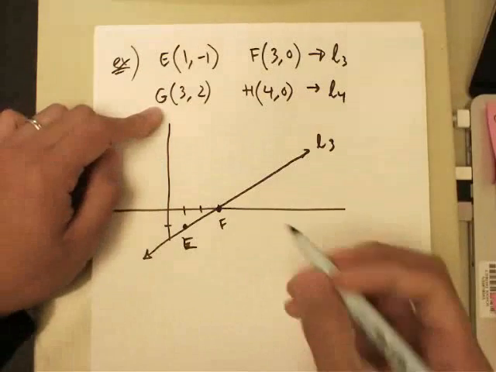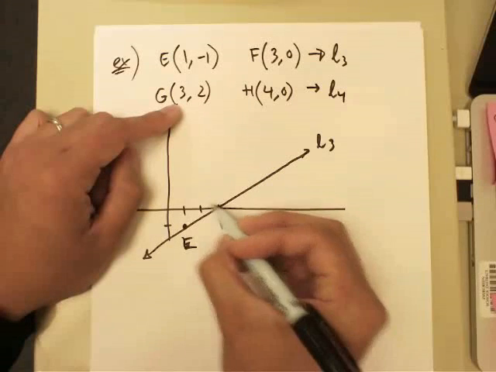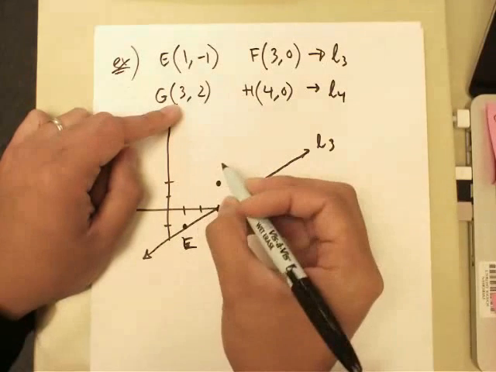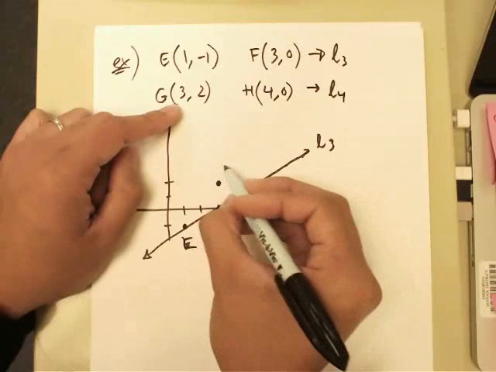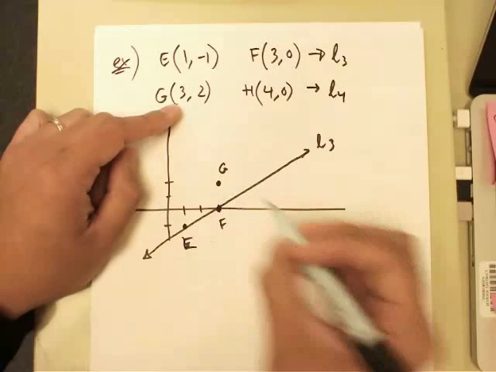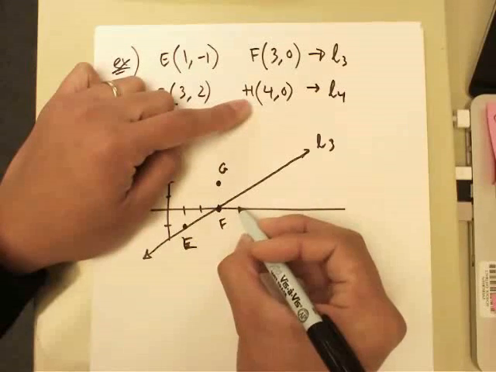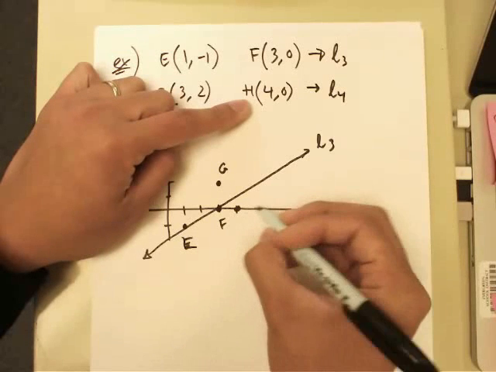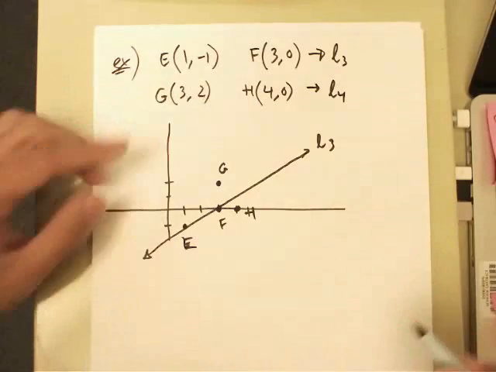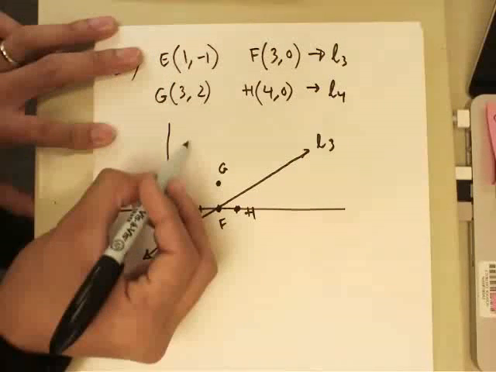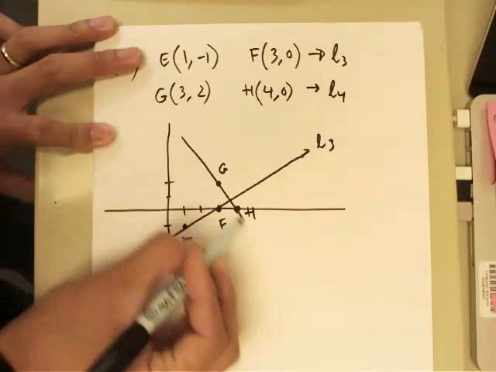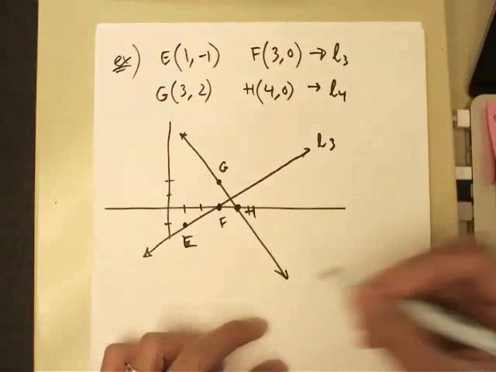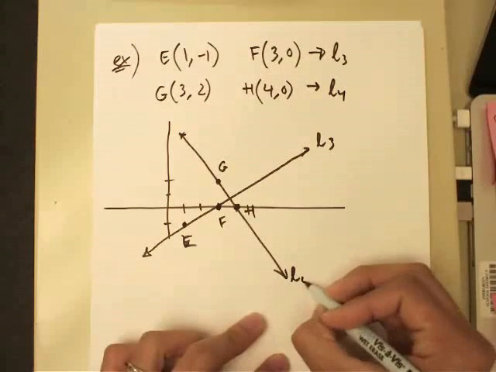Let's do G and H. G tells me to go 3 to the right and then 2 up. So 3 to the right, 2 up. This is point G, and H tells me to go 4 to the right and then not moving up or down at all. So this is point H. Okay, so I connect these two. And I have my 2 lines. Let's label this line 4.